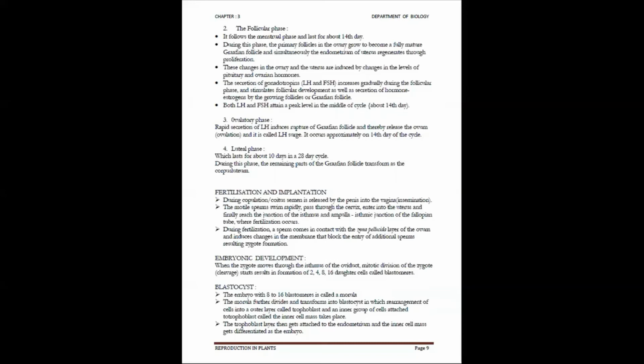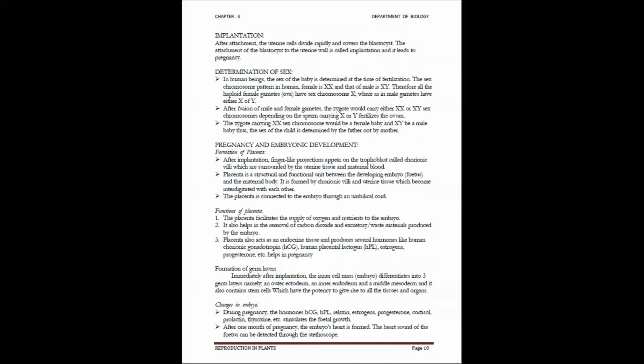Moving on to embryonic development, blastocyst, this is just to understand. And then implantation, yes, for the definition, they would definitely ask. Determination of sex, yes, this is a frequently asked question. So this you have to learn.